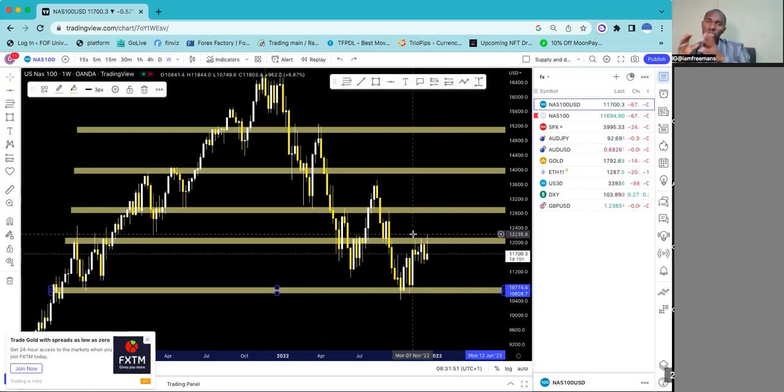Now, there are major key levels, and there are minor key levels. I need you to understand that also. So what does a major key level look like? Major key levels are like your national grid. Then minor key levels should be your state grid, right? Smaller places that markets can react. But first of all, get your major key levels.